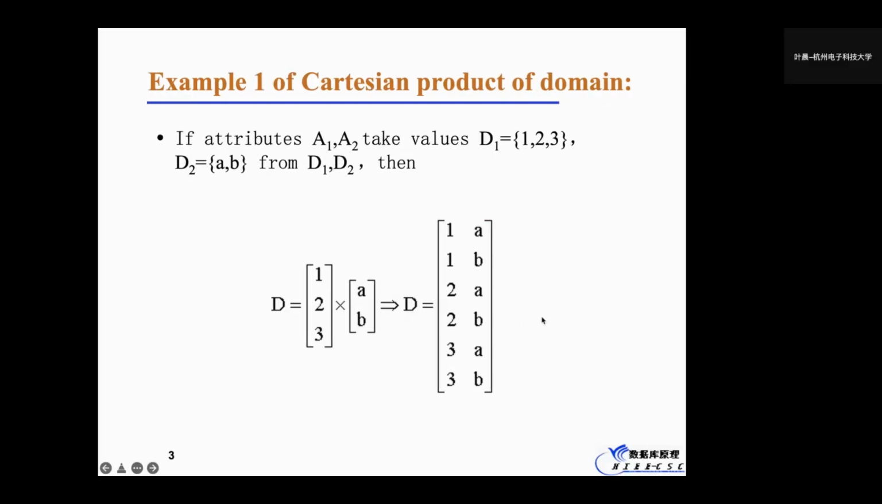Then let's see an example. If the attributes A1 and A2 take values from domains, D1 has 1, 2, 3 and D2 has A, B, then the Cartesian product of the domains we can write like this. We can see that A1 can take 3 values and A2 can take 2 values, so when we make the Cartesian product, we get 6 tuples.